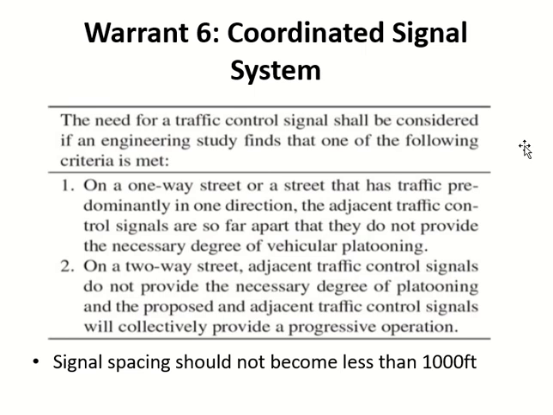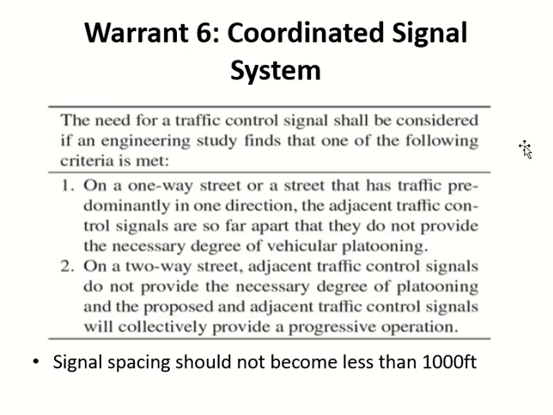What can we do? Okay, Warrant 6, coordinated signal. So one signal connected to the other. If you meet any one of these conditions, then you can go for a coordinated signal, but you should only check it if the other intersection is less than 1000 feet. If it is more than 1000 feet, this is not required. Okay, what are the conditions?